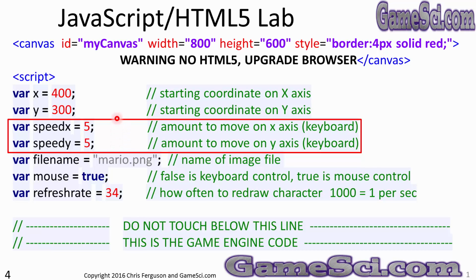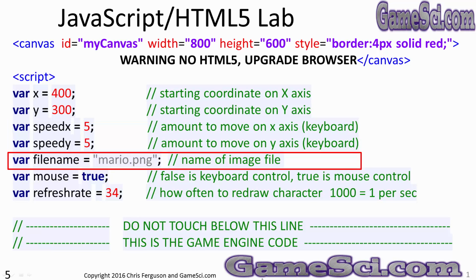When you say I want the keyboard arrow keys to control my character, this is the amount each key press moves. So if I hit the left or right arrow, I will move 5 pixels on the X axis. If I hit the up or down arrow, I'll move 5 pixels on the Y axis. These two variables only affect keyboard access for now.